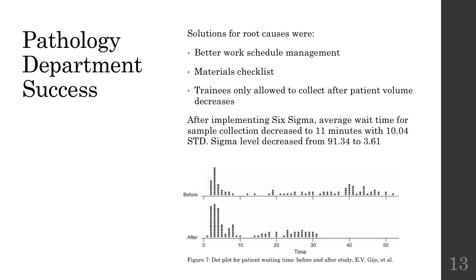After implementing these solutions, the average wait time for sample collection was reduced to 11 minutes with a standard deviation of around 10 minutes. The signal level was reduced to around 4 from 91, which is a huge improvement. A dot plot was used to show how much the waiting time improved after implementation and is shown in the figure below.